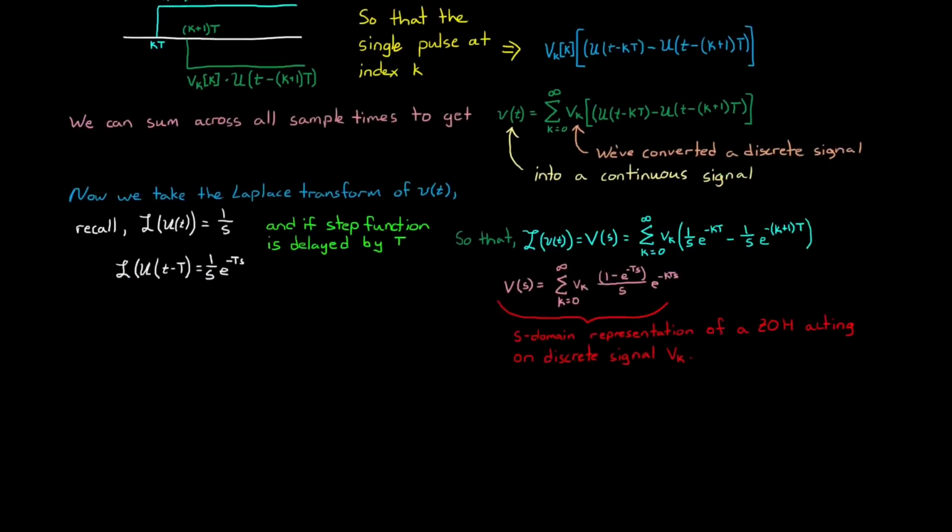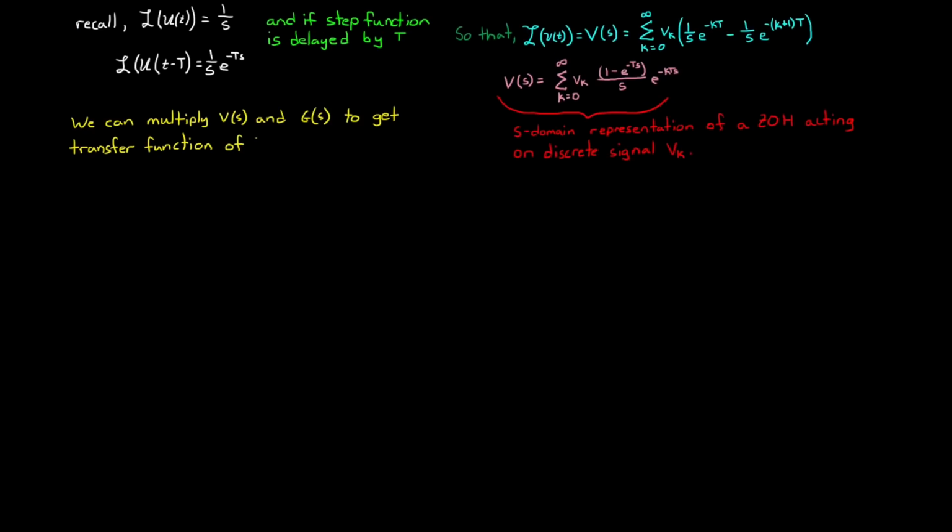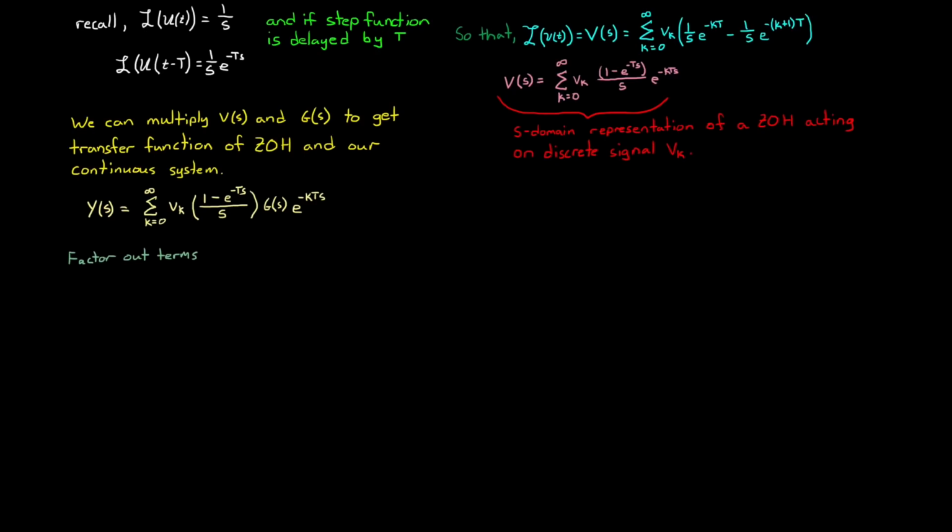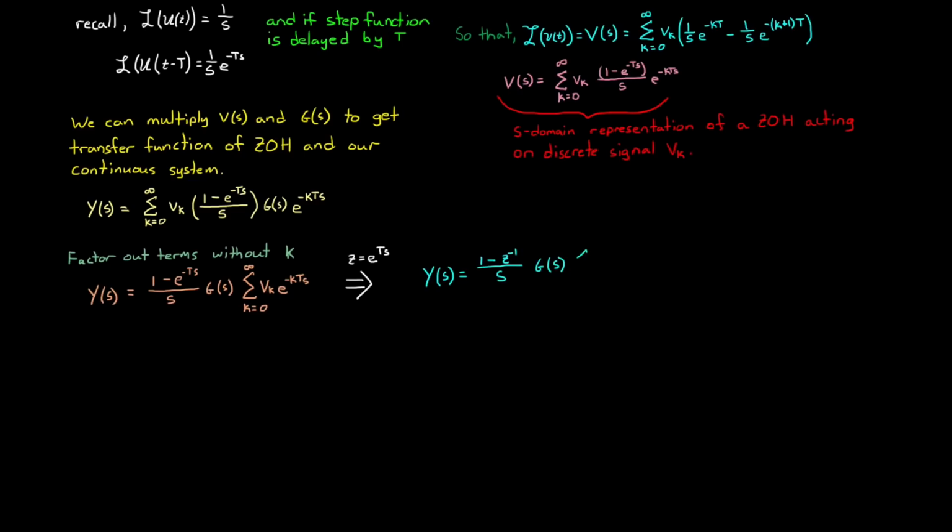And since we have v in the S-domain and g in the S-domain, we can simply multiply them to get the output. We can then factor out the terms without k out of the summation block to get this peach color equation. At this point, we can finally use the definition for variable z that we started with to simplify this function. We're left with y of s, or the continuous domain output of our plant, equals (1 minus z inverse) over s times g of s, and then that quantity multiplied by this summation.